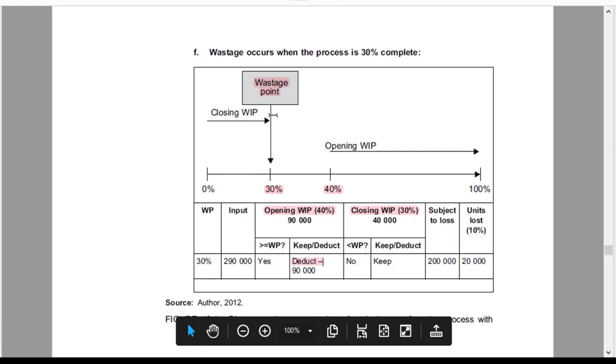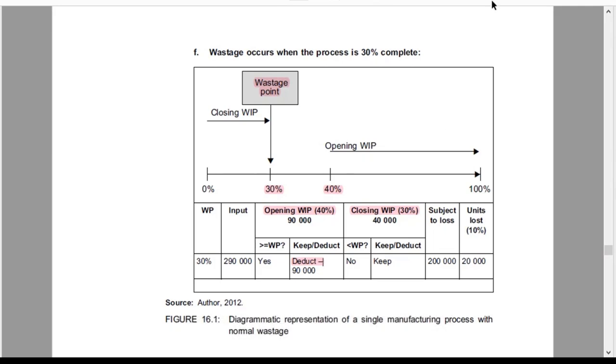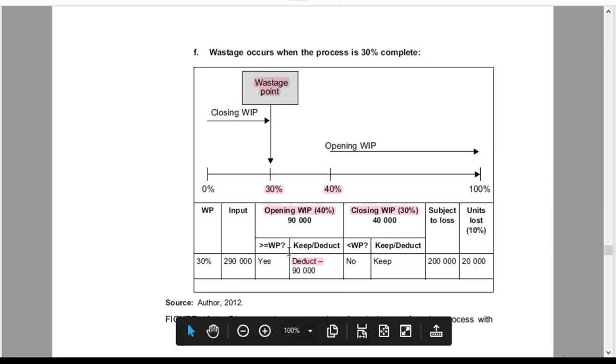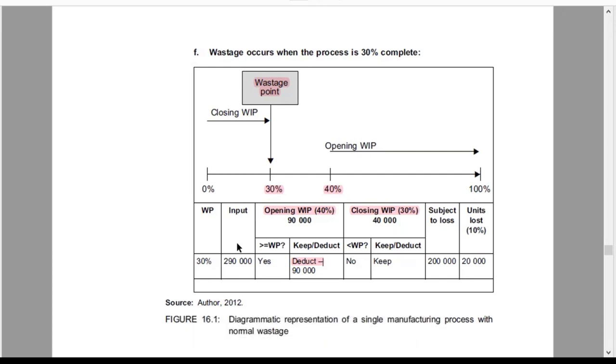Why? Because it already experienced normal loss in its previous process. If it was before this wastage point, that means it was going to experience the normal loss, therefore you would have kept it under this input. So it's all about asking yourself, when it comes to opening WIP, at what point was this wastage point where the normal loss occurs? And you ask yourself, opening WIP, was it before or after? If it was before, it would make sense for you to keep it so that we experience this normal loss.